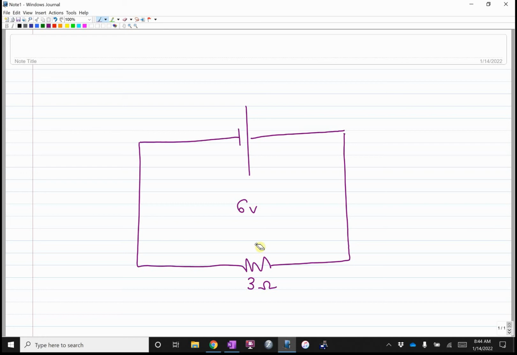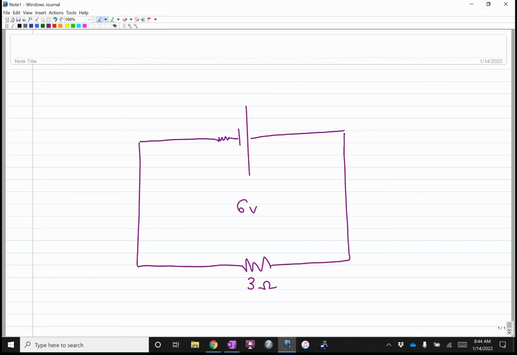Well, first of all, how many volts are we losing going through this 3-ohm resistor? 6. And so 2 amps. We always start there, but in real life, batteries have resistance as well, an internal resistor. No battery is perfect. We actually lose a little bit going through the battery. So really what we have is this.